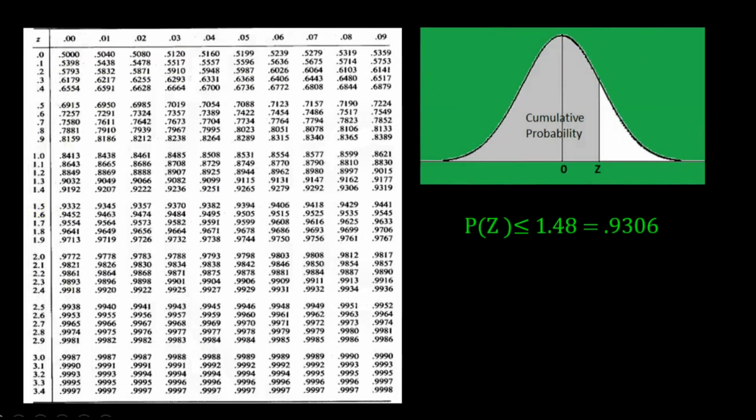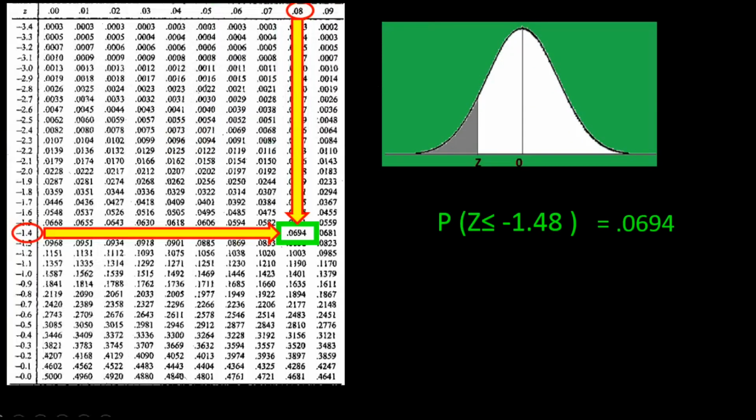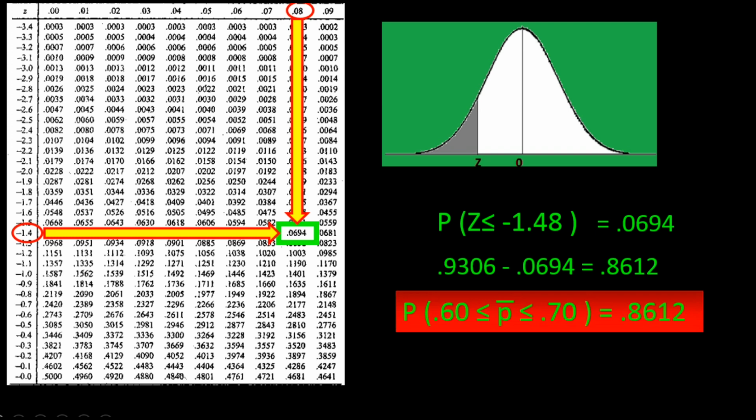Now looking up 1.48 in the z-table, we find 0.9306. And looking up negative 1.48, we get 0.0694. So subtracting 0.0694 from 0.9306, we get 0.8612. So we would expect in a sample of size 200 that 86.12% of the sample proportions will be within 0.05 or 5% of the true population proportion of 0.65. That is between 0.6 and 0.7.